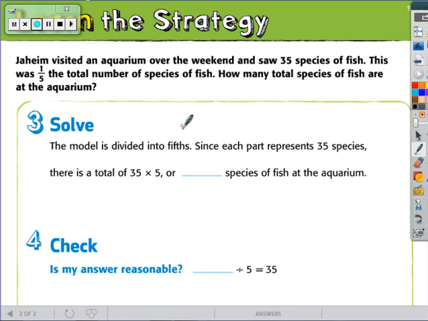So to solve this: Jaheem visited the aquarium over the weekend and saw 35 species of fish. This was 1/5 of the total species of fish. How many total species of fish are at the aquarium? Well, to solve it, the model is divided into fifths. Since each part represents 35 species, there is a total of 35 times 5, or 175 species of fish at the aquarium.